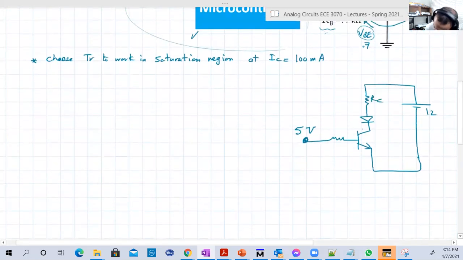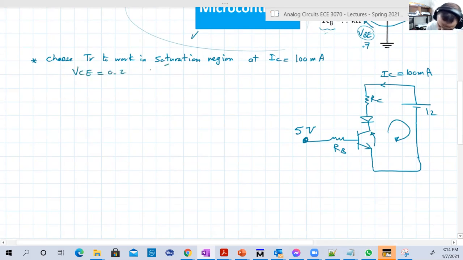Here is RC, which is unknown. Here is RB, which is also unknown. But now we know IC. IC is 100 milliampere, because we must choose it like this so the LED can give us light. So from that loop, we can see that we are working in saturation. So VCE is equal to 0.2, based on our choice. This is a choice as designers.